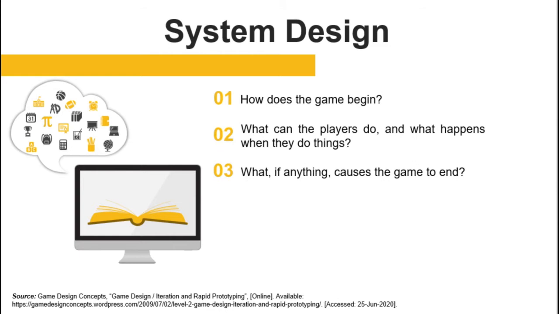In general, system design is the creation of three things. First, the rules for setup. How does the game begin? Second, the rules for progression of play. Once the game begins, what can the players do and what happens when they do things? Number 3, rules for resolution. What, if anything, causes the game to end? If the game has an outcome, such as winning or losing, how is that outcome determined?